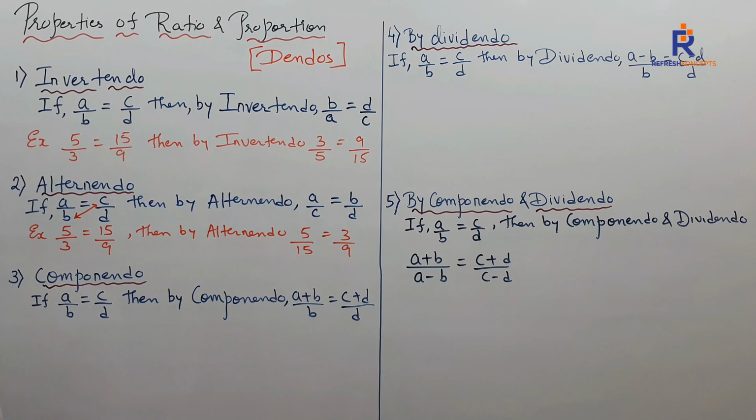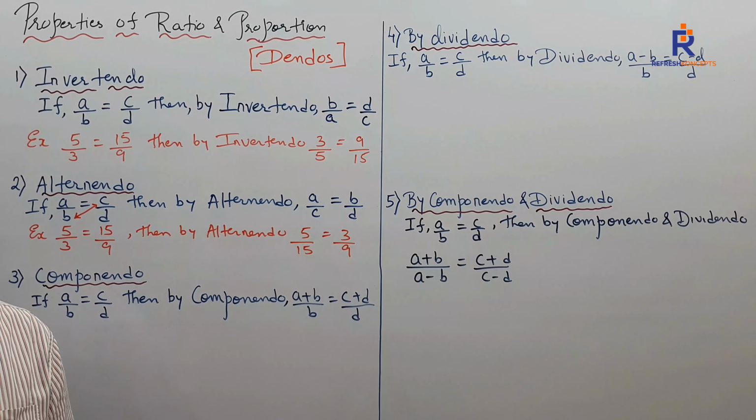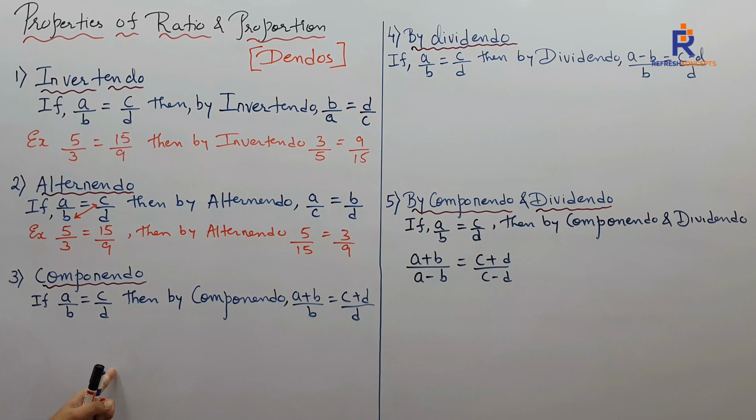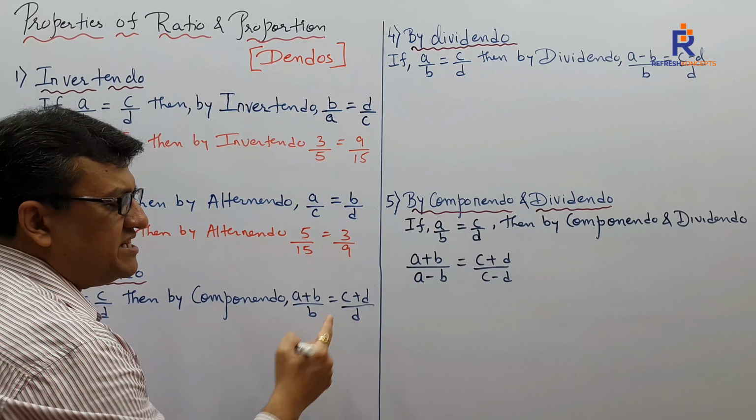Now, children, from where did this particular property componendo come? The answer is, this came by adding 1 to each of the LHS and RHS. First understand what the property is, and then I'll make you understand from where this particular thing came. If A by B is equal to C by D, then by componendo, the answer is A plus B by B is equal to C plus D by D.